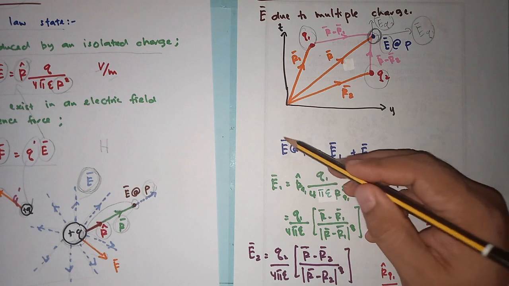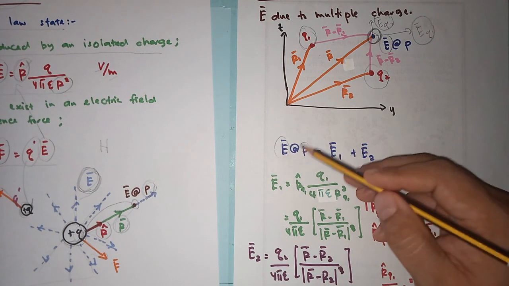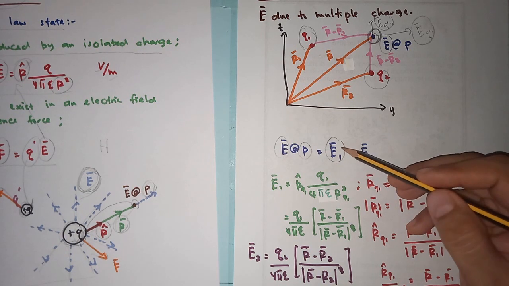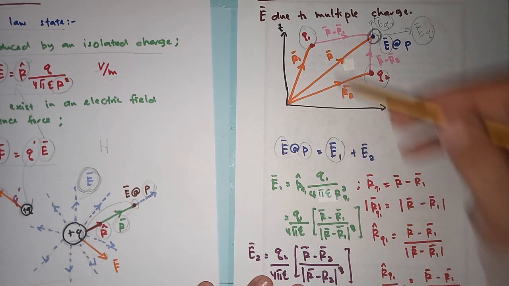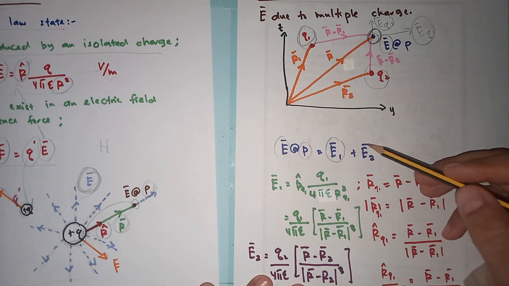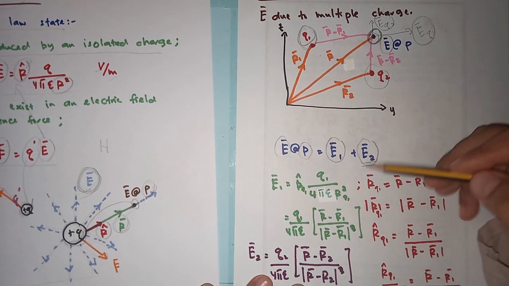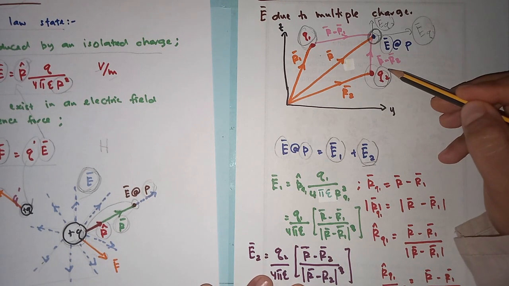Then we will have the electric field intensity at our test point P equal to E1, which is the electric field produced by our Q1, plus vector E2, which is the electric field intensity produced by our Q2.